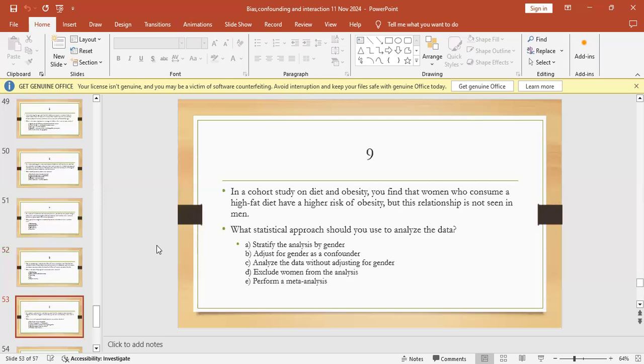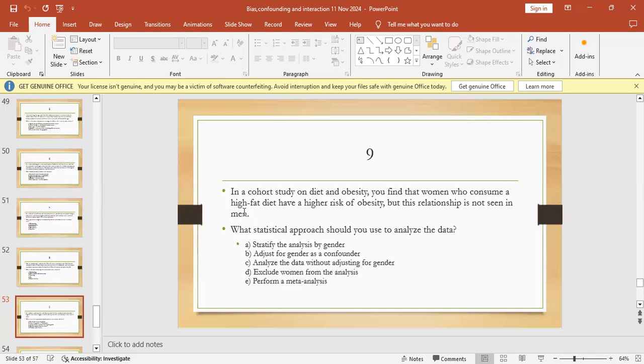Ninth MCQ: in a cohort study on diet and obesity, you find that women who consume a high fat diet have a higher risk of obesity, but this relationship is not seen in men. Which statistical approach would you use to analyze the data: stratify the analysis by gender, adjust for gender as a confounder, analyze the data without adjusting for gender, exclude women from the analysis, or perform a meta-analysis?